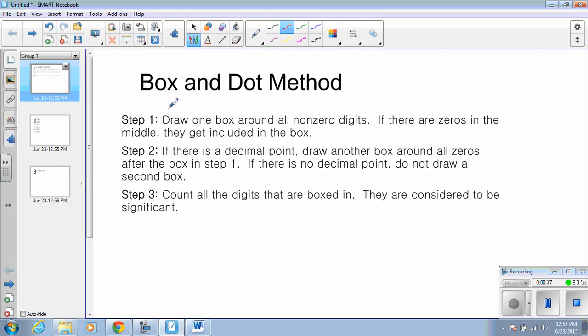Box and dot method works simple. In step one, draw a box around all non-zero digits. If there are zeros in the middle, they get included in the box. Step two is identifying whether there's a decimal point. So we draw a box around all zeros after the box in step one. If there's no decimal point, you don't draw a second box. And then step three is just counting up the digits that are boxed in, and they're considered to be significant.